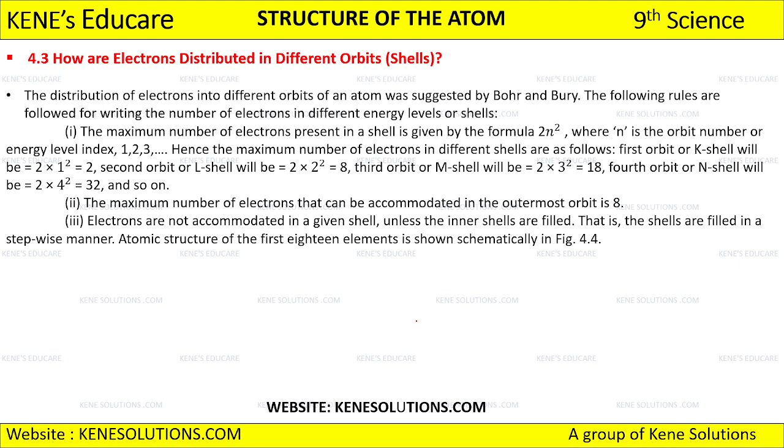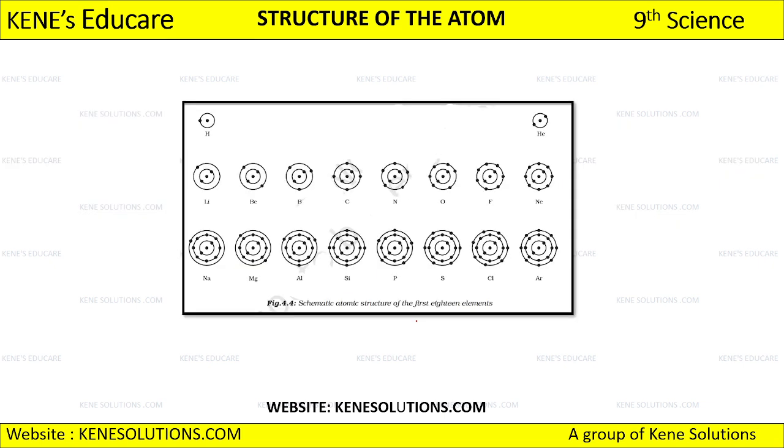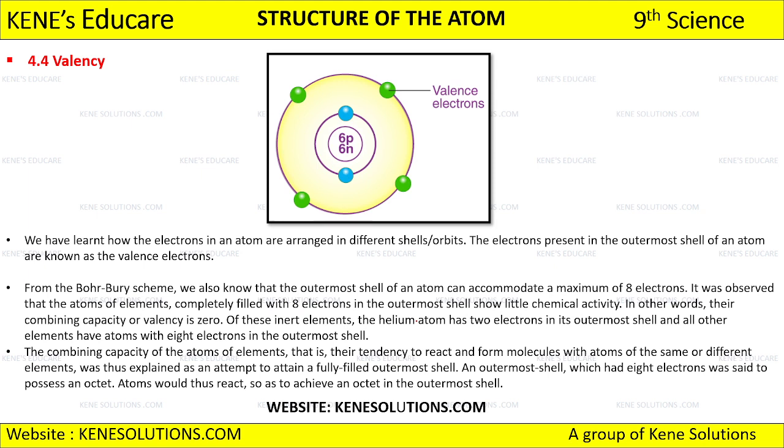So as I said, K shell can have 8 electrons, L can have 18, then M can have 18, like that way. So we'll study how electrons are distributed in different orbits. After that, we will discuss in detail about valency as well. Now valency is very important. You should know what exactly valency is. So we will be discussing valency in detail as well.